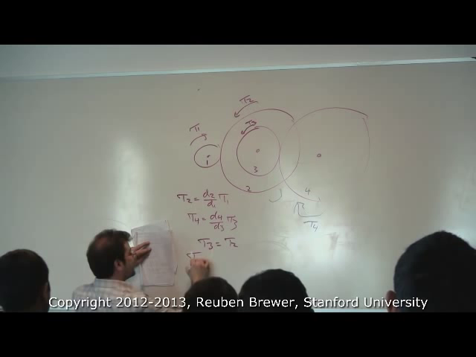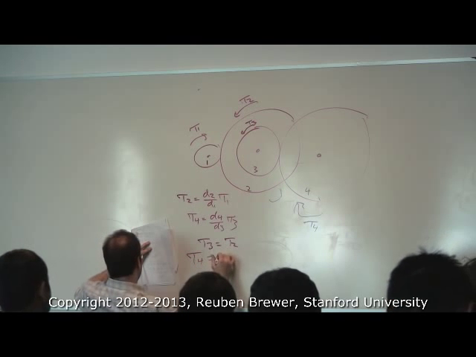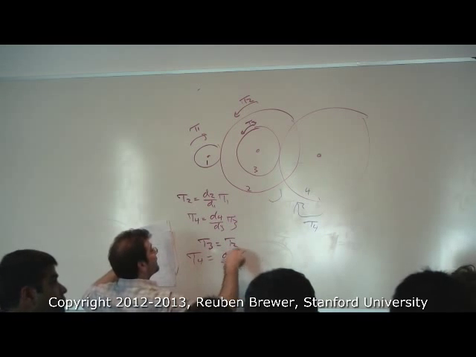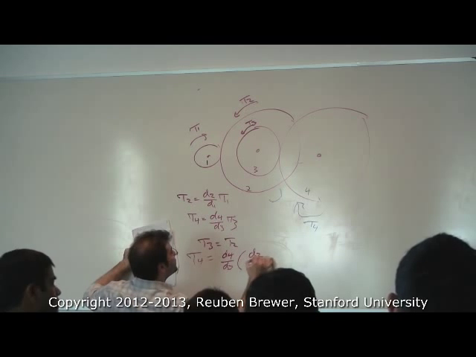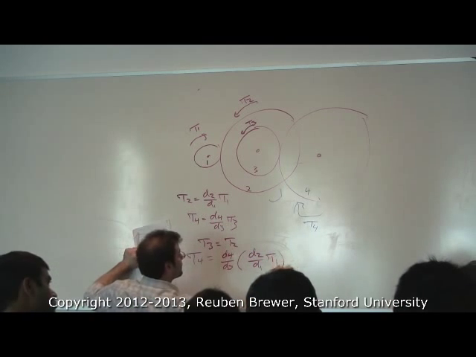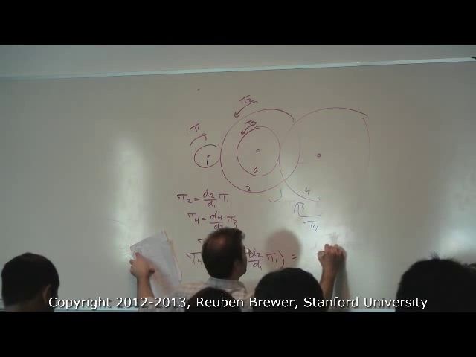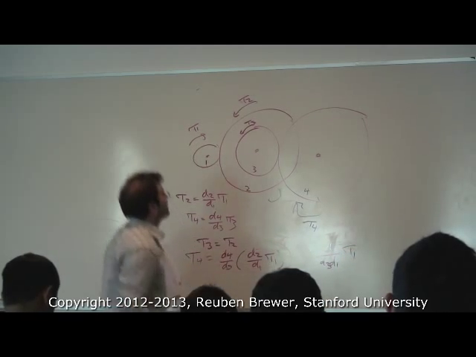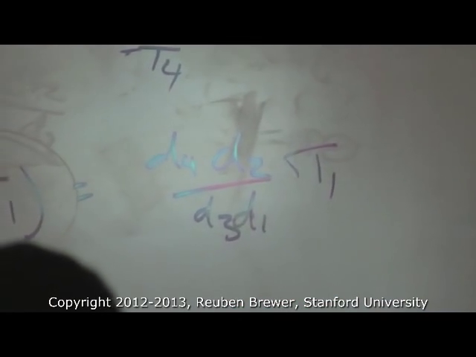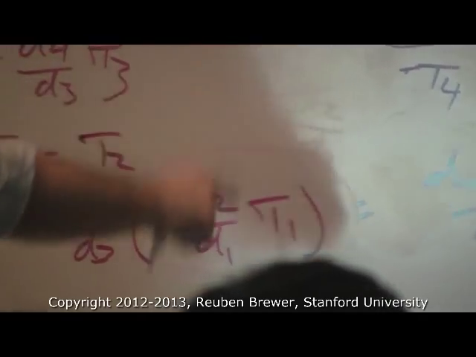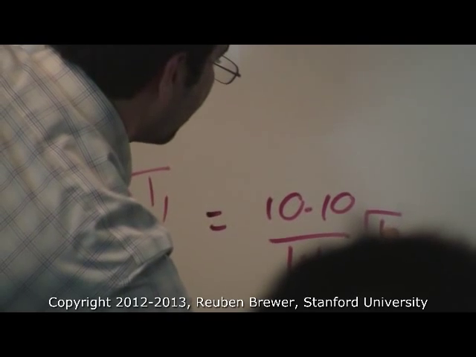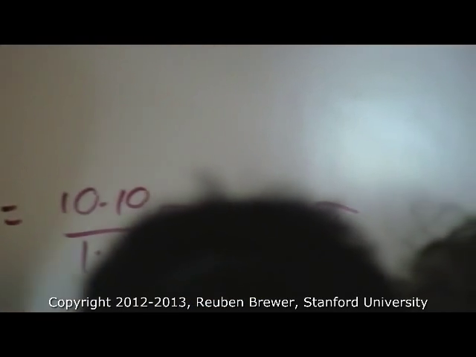Okay, so now we have, can everyone see what I'm doing? Tau 4 is now D4 over D3, and let's plug in T3, that's T2, let's plug in T2, D2 over D1, tau 1. So now we have D4, D2 over D3, D1, tau 1. Just to make the math easy, let's say the diameters are 1, 1, 10, and 10, then that's 10 times 10, over 1 times 1 tau 1, that's 100 tau 1.